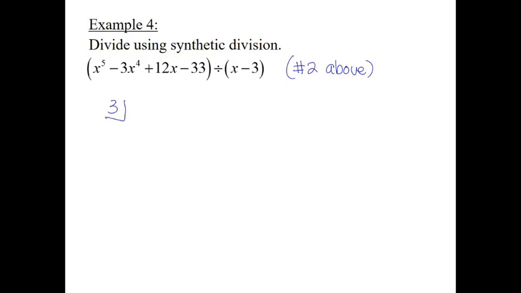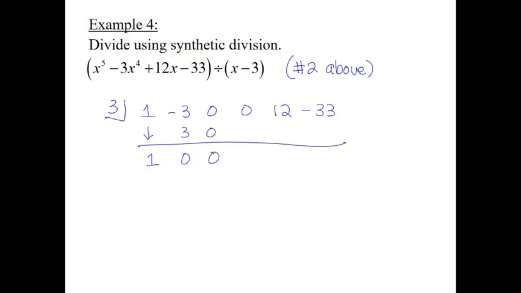So again, divide using synthetic division, but notice now we have some missing powers of x. You're dividing by 3. You're going to write 1, negative 3, 0, 0, 12, and negative 33. And this is the same as our second example using long division if you want to go back and compare those answers. So draw your line, bring down your 1. 3 times 1 is 3. Add that up and you get a 0. 0 times 3 is 0. 0 times 3 is 0. 0 times 3 is 0, but now 12 plus 0 is 12.